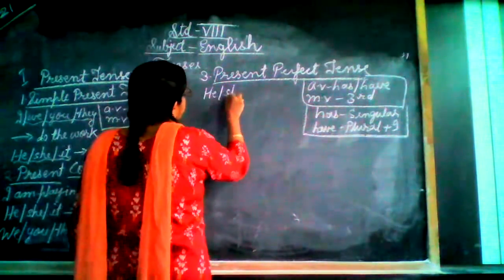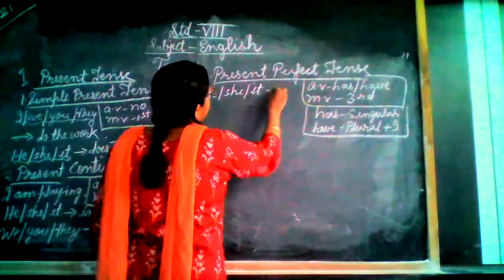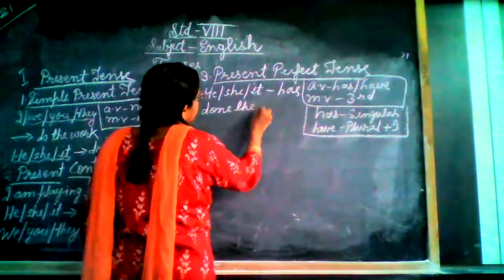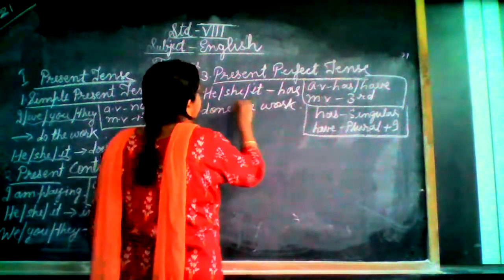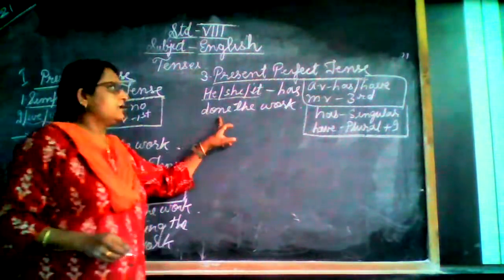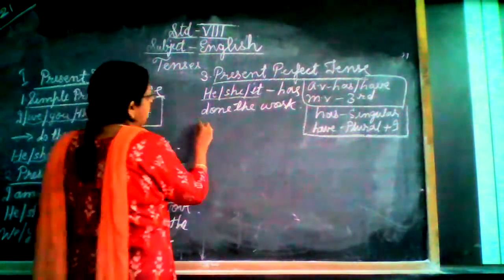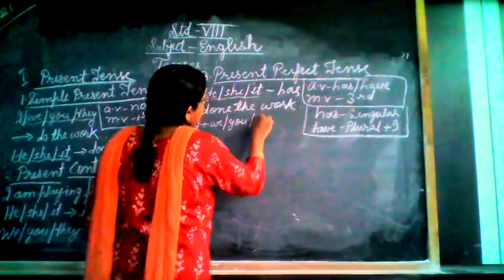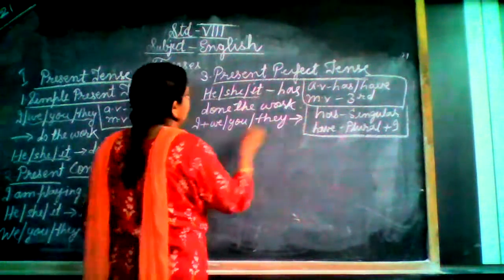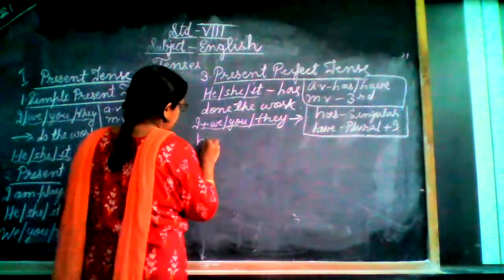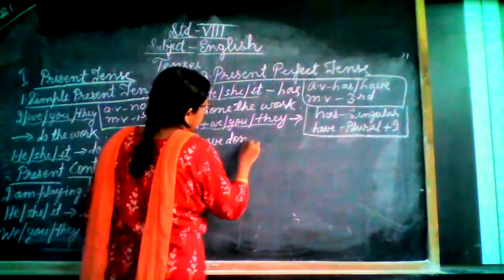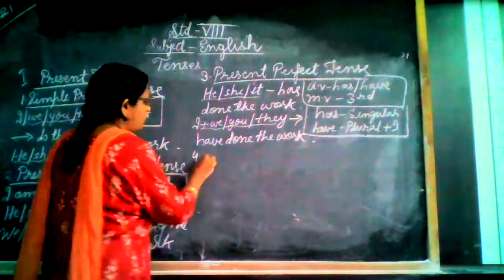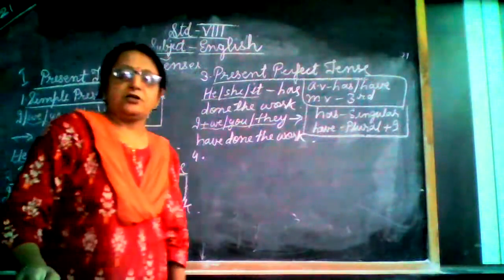That is he, she, it. He, she, it has done the work. For singular it is has, main verb in the third form. And with plural and I, it is have plus plural, that is we, you, and they have done the work.